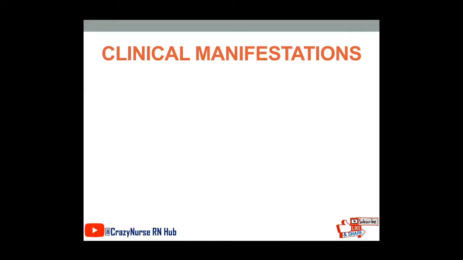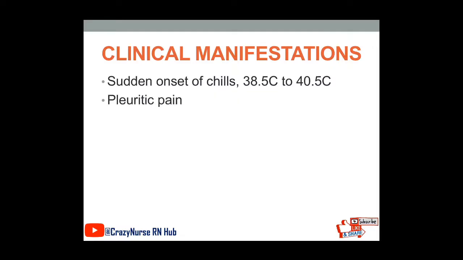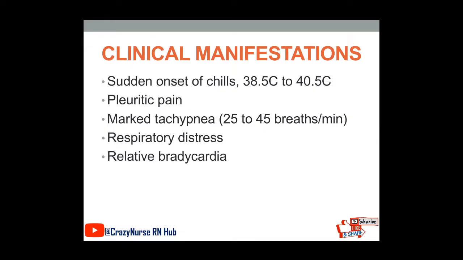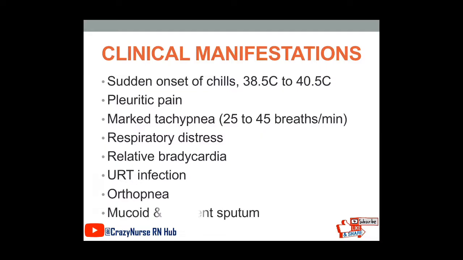Now let's have the clinical manifestations. So there is a sudden onset of chills and fever ranging from 38.5 degrees Celsius to 40.5 degrees Celsius. Pleuritic pain, marked tachypnea between 25 to 45 breaths per minute, respiratory distress, relative bradycardia, upper respiratory tract infection as well, orthopnea. It is the shortness of breath when reclining or in the supine position. And also mucoid and purulent sputum.